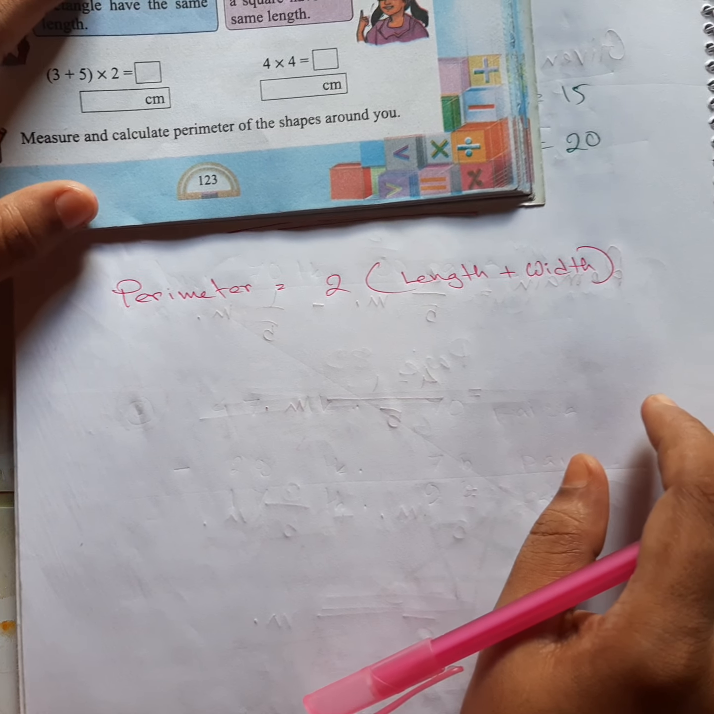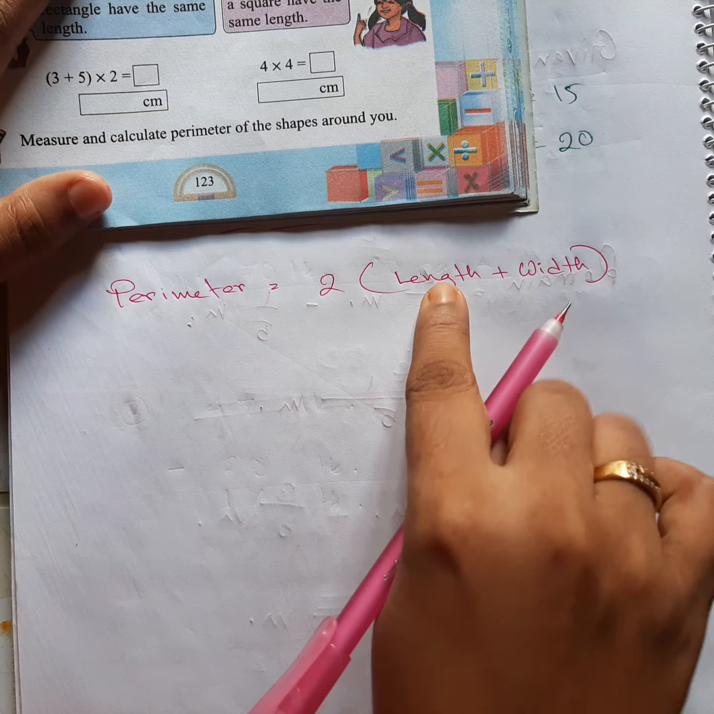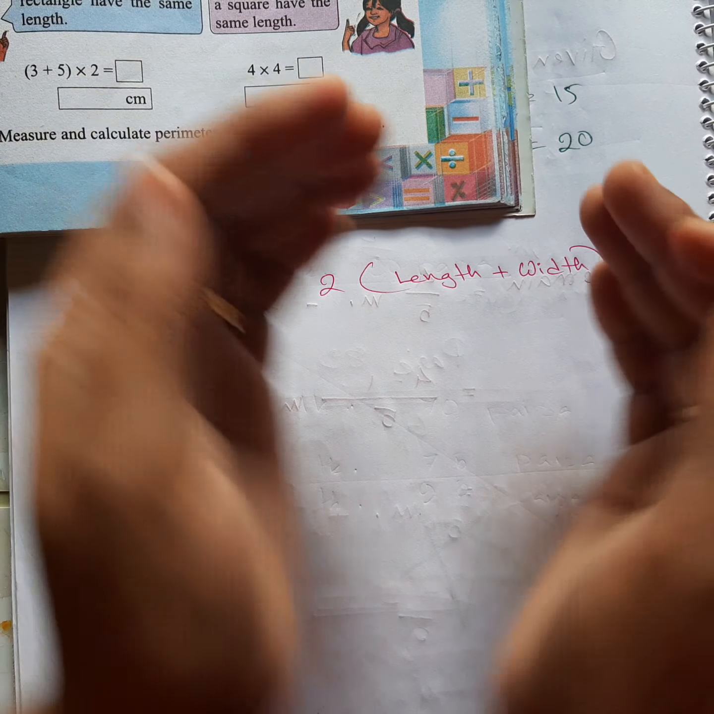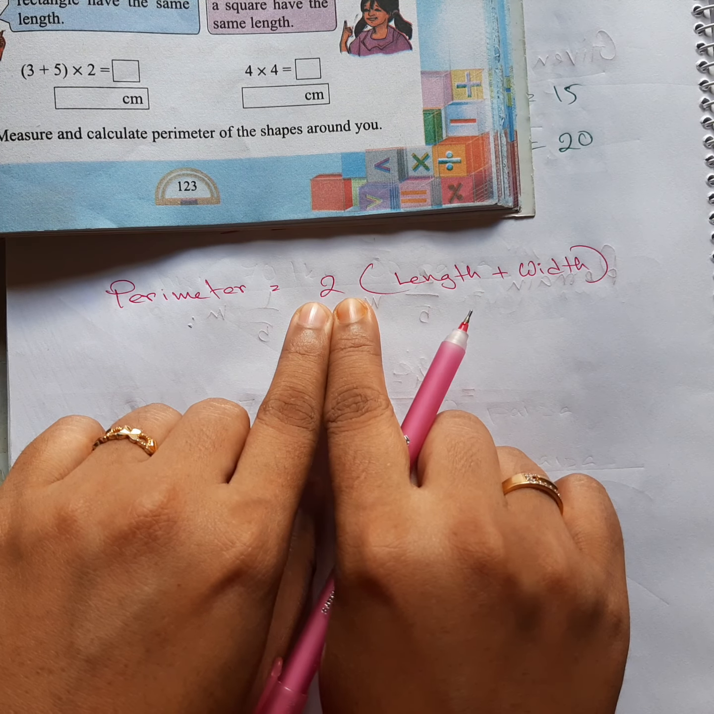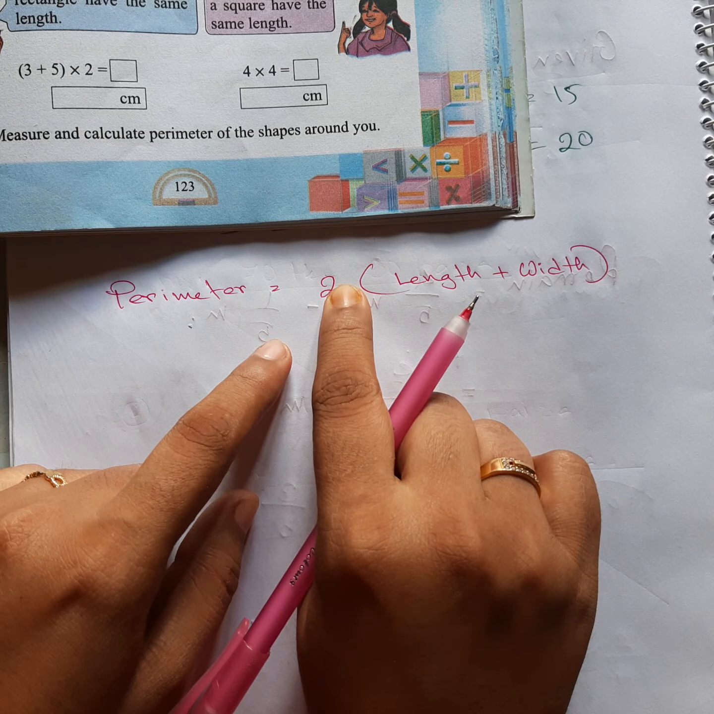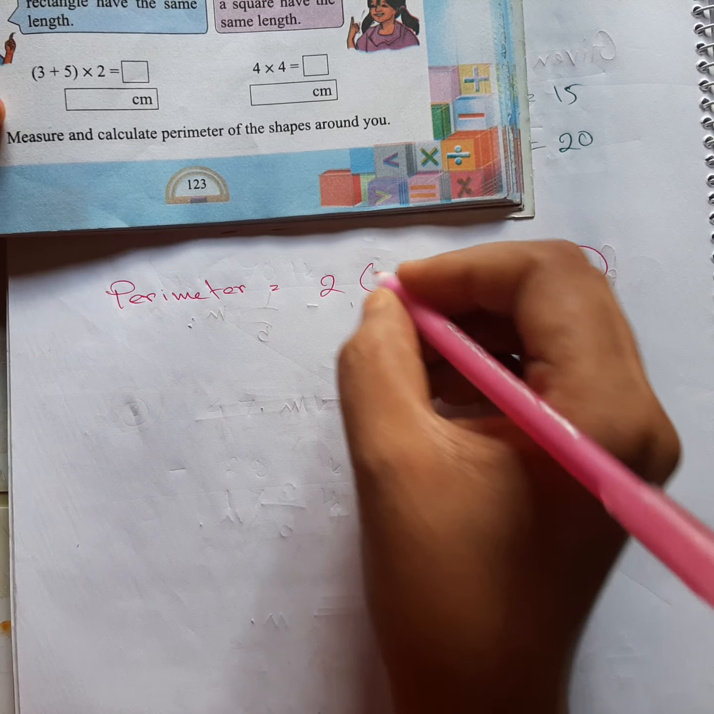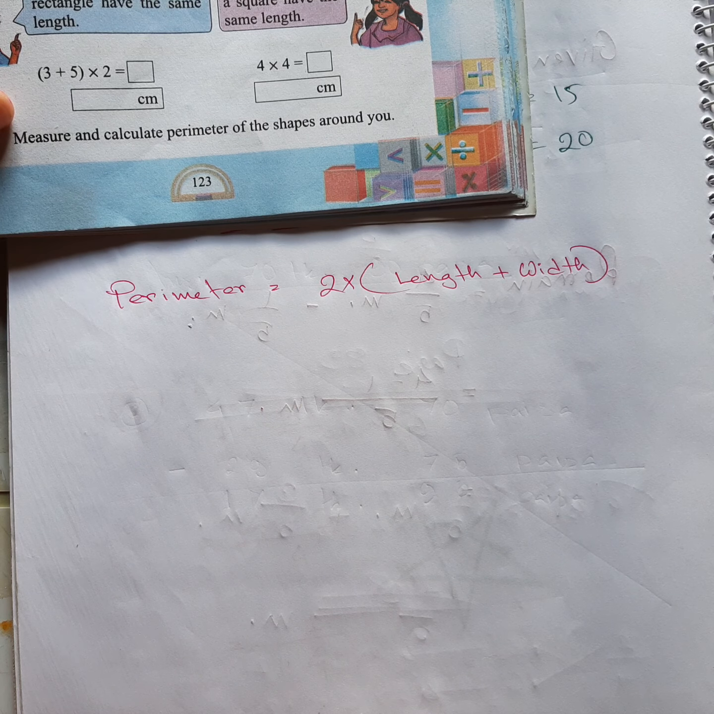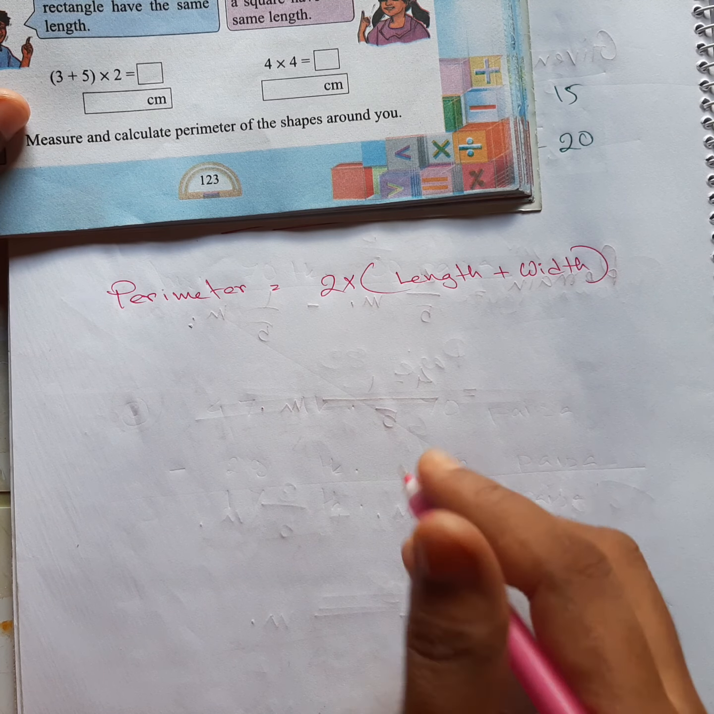So how to do that? Length plus width, we have to add them, then we have to multiply. When there is a bracket, it means multiplication. That number is getting multiplied. Still, if you have any problem, you can give that one also. It's totally fine, no problem.